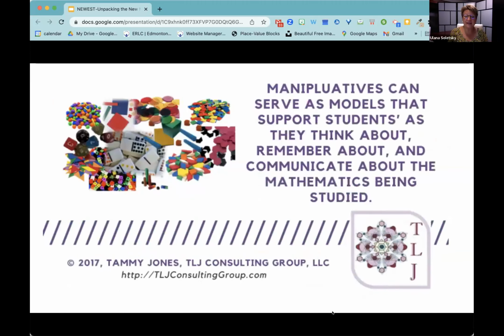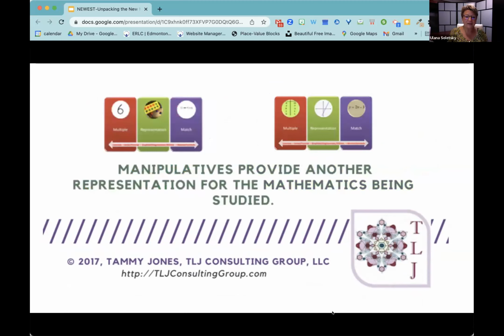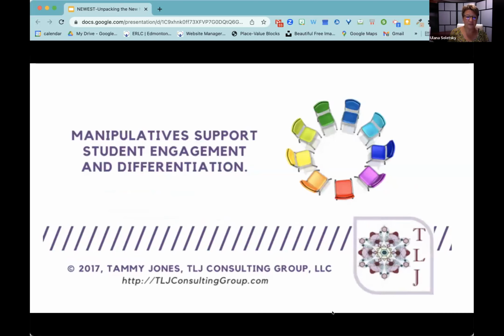Number 2, it can serve as a model that supports the students as they think about, remember, and communicate about the math that is being studied. They provide another representation for the math being studied. Rather than just the picture, they actually have the concrete. And they also support student engagement and differentiation in the classroom.